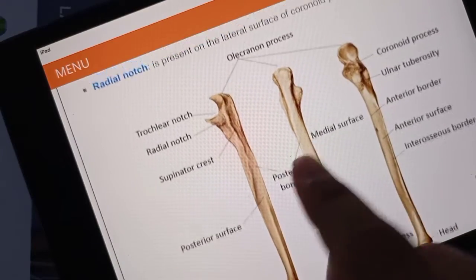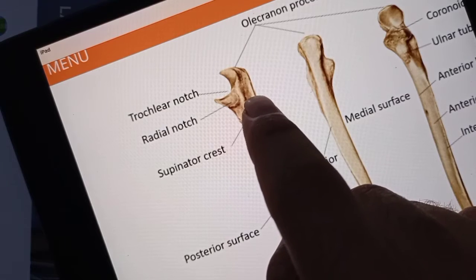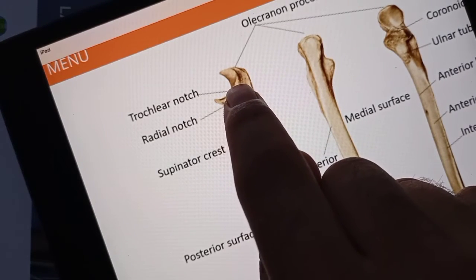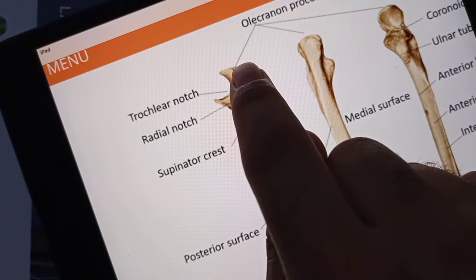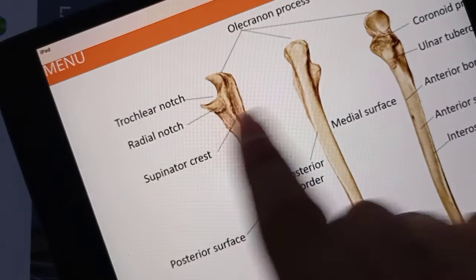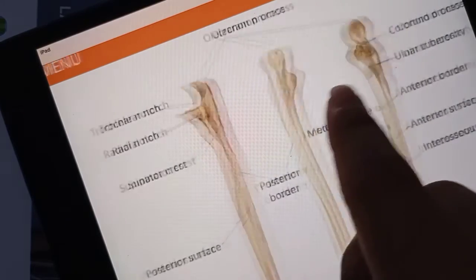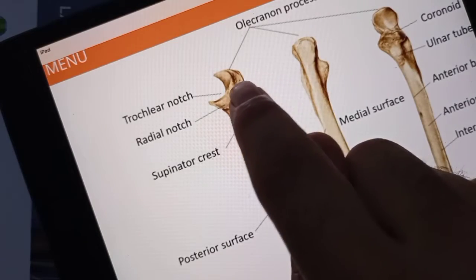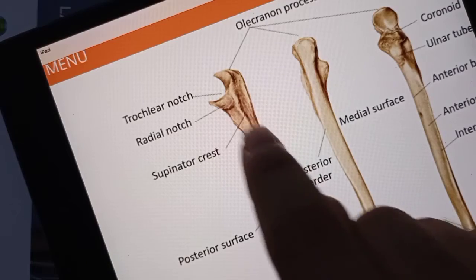So if we revise, this is the proximal end of the ulna. There is an articulation surface for the trochlea, which is called the trochlear notch. Above is the ulnar process, below is the coronary process, and on the lateral side of the coronary process there is the radial notch. Below the coronary process is the ulnar tuberosity, and on the lateral side there is a small crest which is called the supinator crest for the attachment of the supinator muscle.